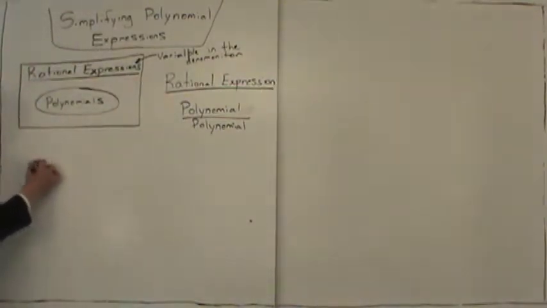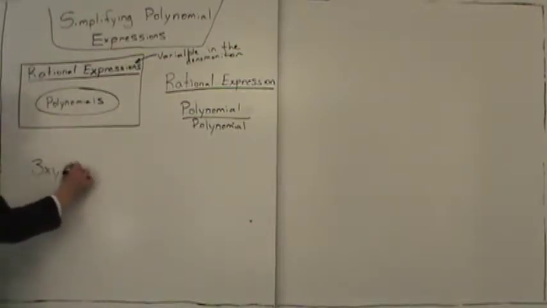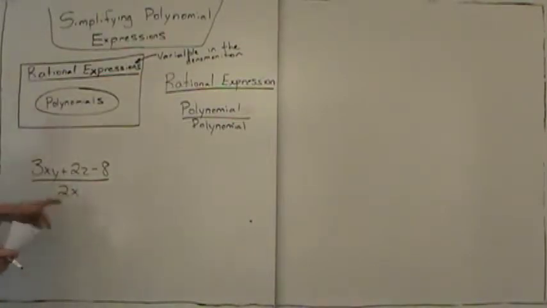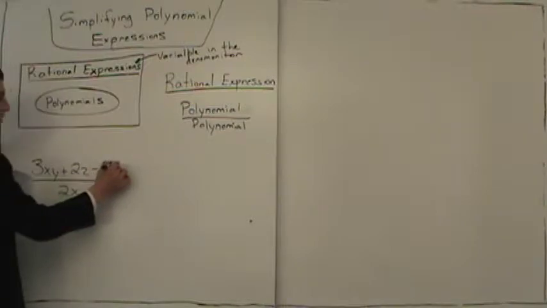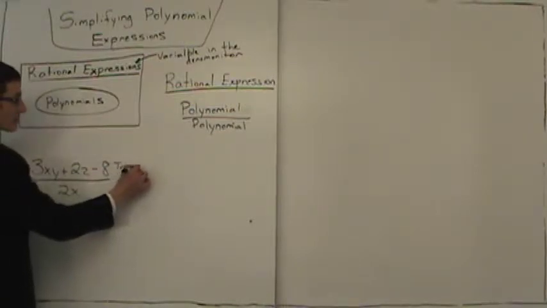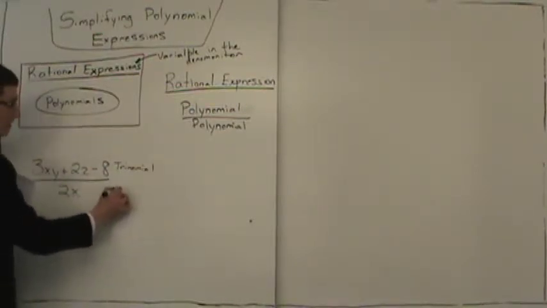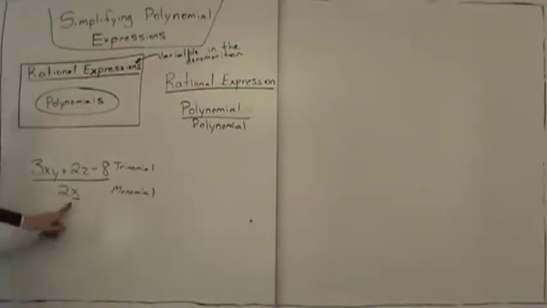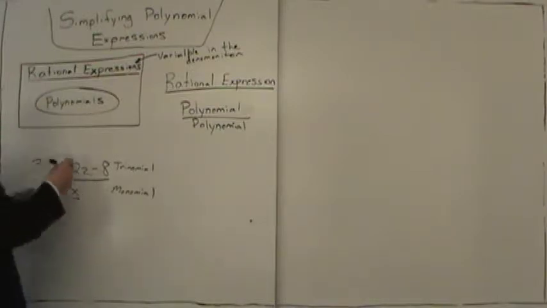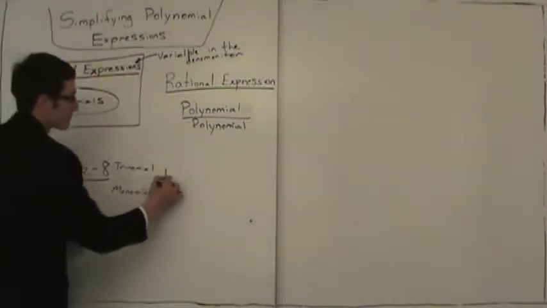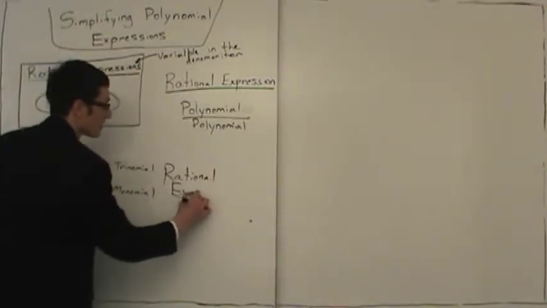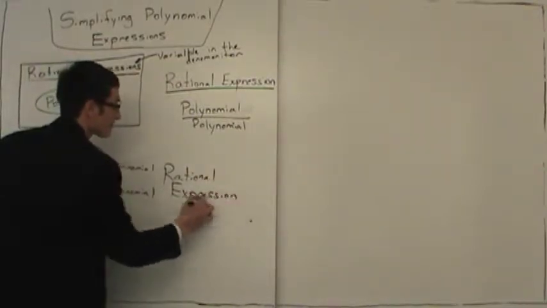Okay, so let's look. 3xy plus 2z minus 8 over 2x. Notice, on top we have a trinomial, and on the bottom we have a monomial. We look at the bottom. Since there is a variable in the denominator, we call this what? We call this a rational expression. That's as specific as we can be.